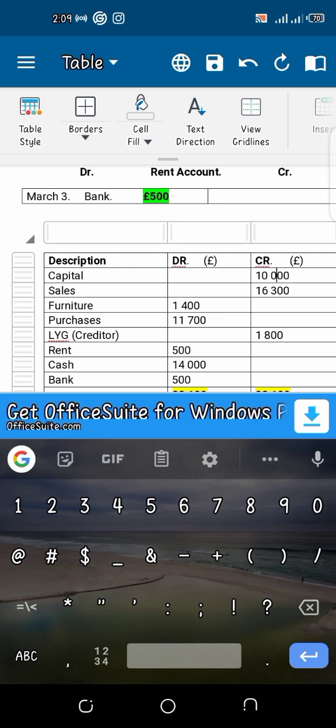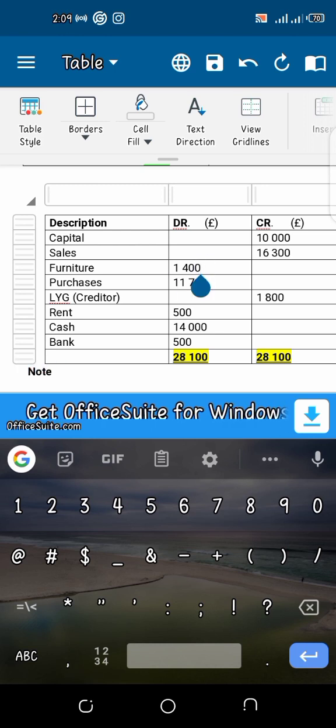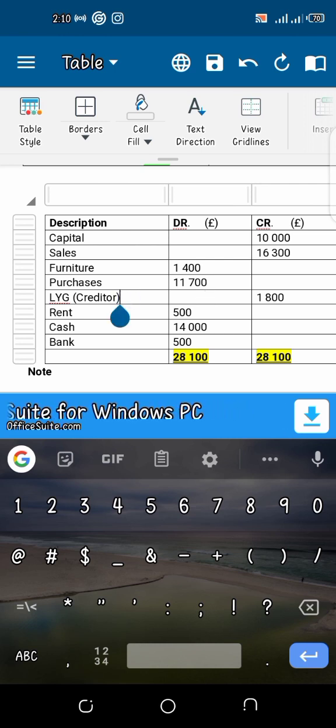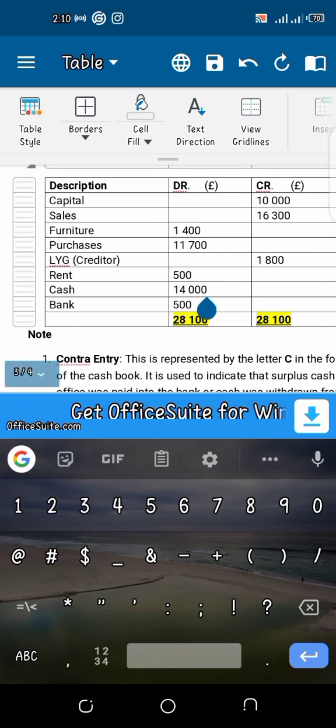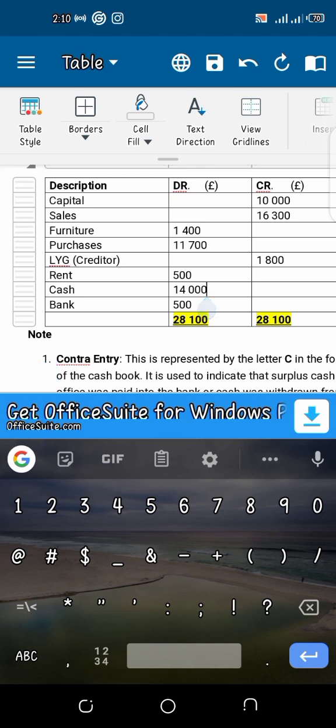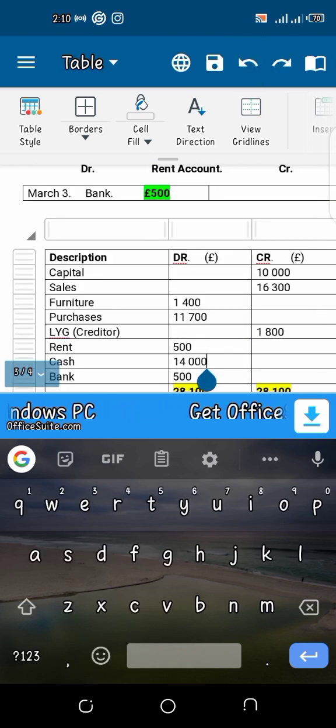The ledger account showed a credit balance of £10,000 for capital. For sales, we have 16,300. For furniture, at the debit side, we have 1,400. For purchases, we have a total of 11,700. LYG is a creditor still being owed 1,800. The rent account is 500, and then cash and bank. This cash and bank are the balances that we had at the end of the preparation of the cash book.